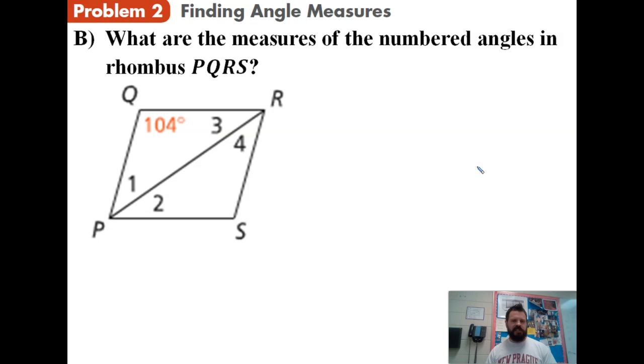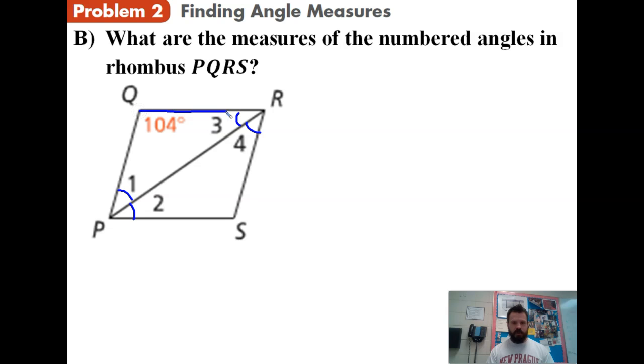All right, problem 2 is the same idea. What are the measures of the numbered angles in rhombus PQRS? Let's just go through this one together because there's kind of one trick to make this one work, where if you don't see it, you're not going to get it. So notice with this one, angles 1, 2, 3, and 4 all lie on the same diagonal. Like we said before, in rhombuses the diagonals bisect opposite angles. So that means that angles 1, 2, 3, and 4 are all going to be congruent to each other. So if we can figure out one of them, we know all 4 of them. How are we going to figure that out then?